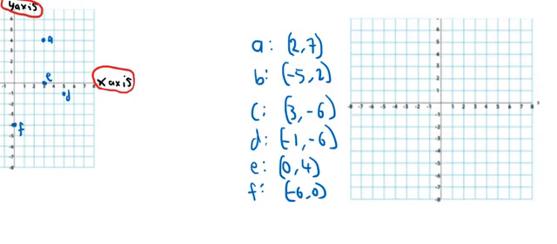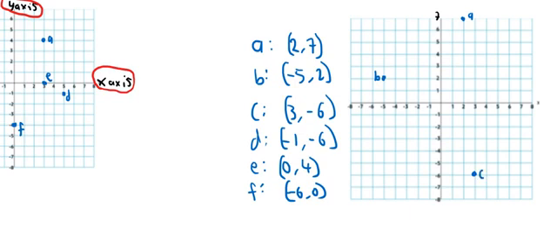Right, so the first point anyway is 2, 7, so I'm going across 2 and up to 7. Now 7 is just off the graph, you can't really see 7 here, but I'll just put it in. So 2, 7 would be up here, so I go to 2 on the x-axis and 7 on the y-axis. So that's A up there. B then is minus 5, 2, so I'm going to go to minus 5 on the x-axis and up to 2 on the y-axis. So there's B. For C, I'm going to go to 3 on the x-axis and down to minus 6 on the y-axis. So C is there.